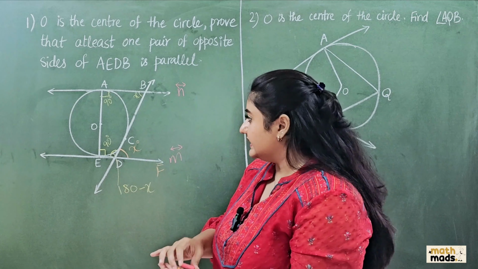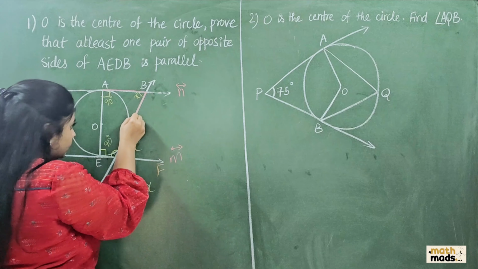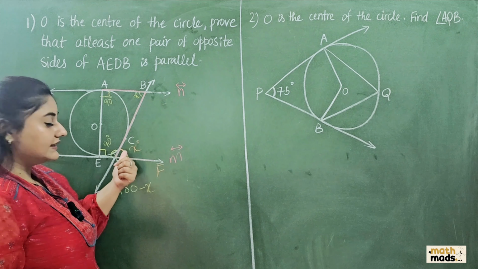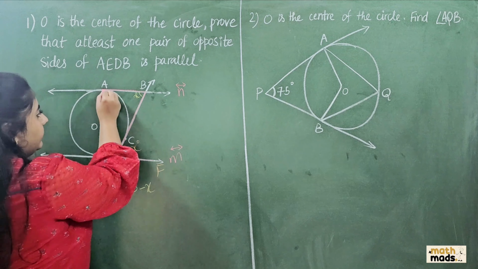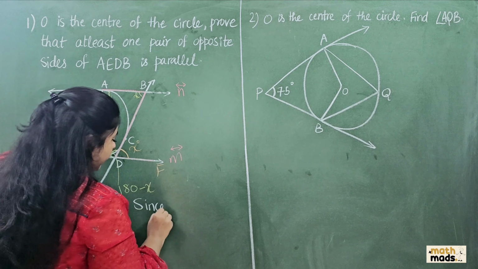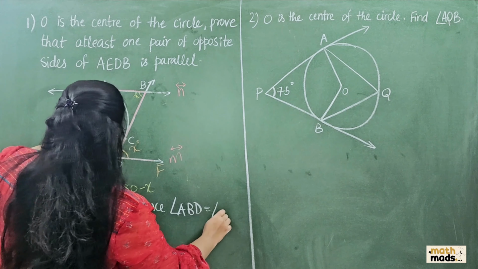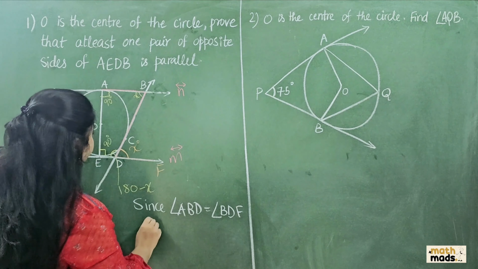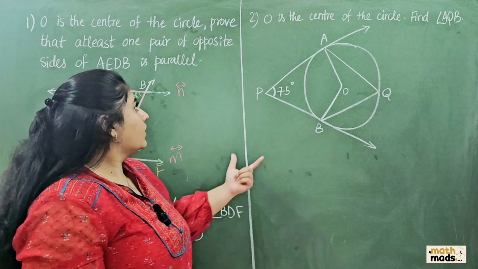Now you can observe a Z here that starts from A. Z is for alternate angles. So you can observe that these alternate angles are equal. So since alternate angles are equal, I can say that AB is parallel to ED. Since angle ABD is equal to angle BDF, I can say that AB is parallel to ED. Done? Okay.